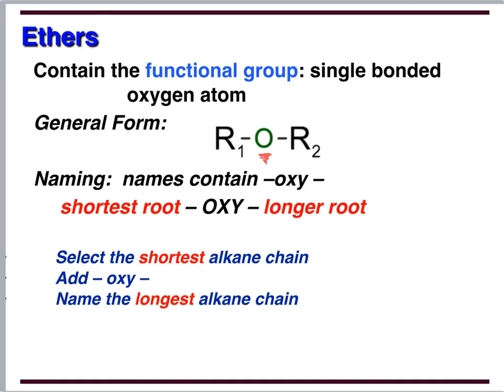And that's going to become important because 1 is going to be the shortest of the chains and 2 is going to be the longer of the chains. So it's important that you're counting the carbons to tell which side is shorter and which side is longer because that's going to matter for the name.